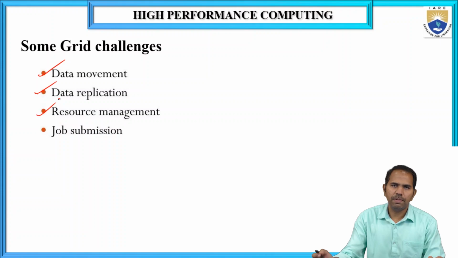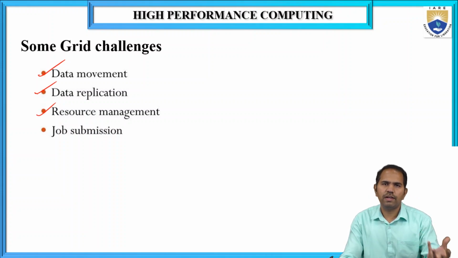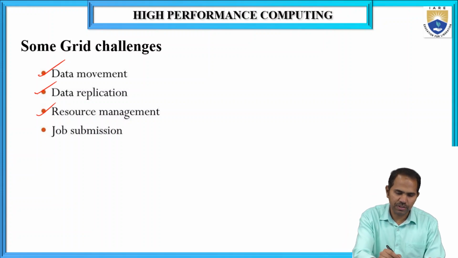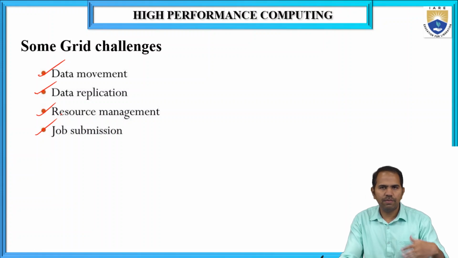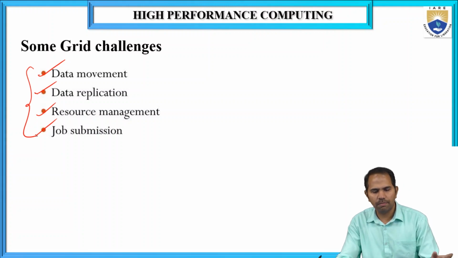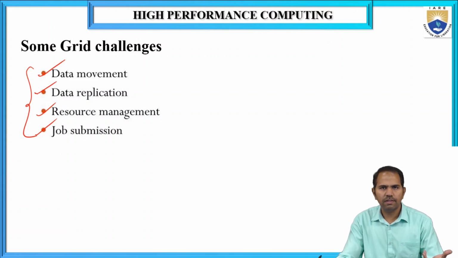Another thing is resource management. Resources include printers, but not only printers; we are concerned with different hardware and software resources. Resource management is also one of the important things. And then job submissions: what jobs are presently running, and after completion of those jobs, what is to be executed next? This is also a major challenge in grid computing. Data movement, data replication, resource management, and job submissions.